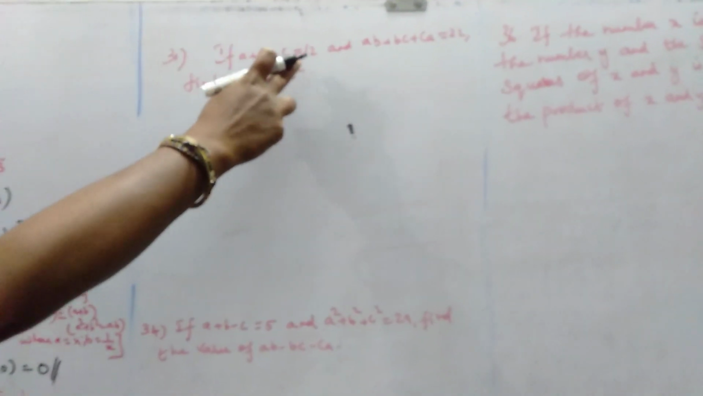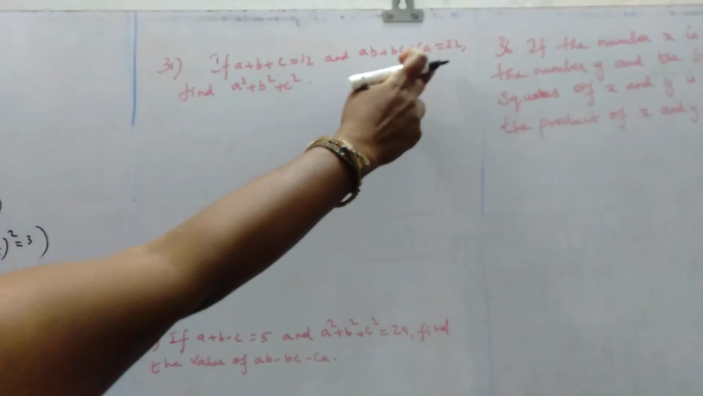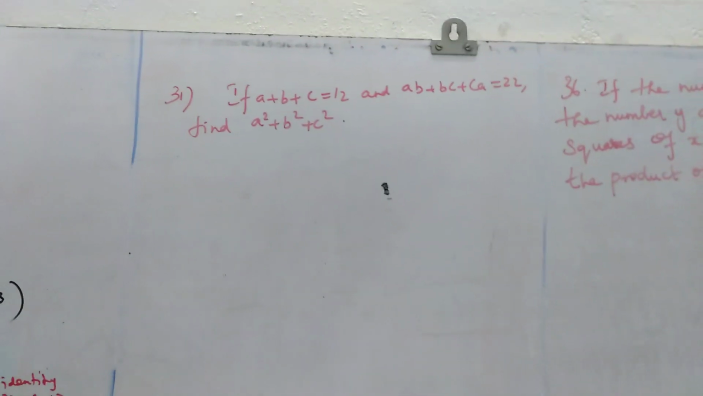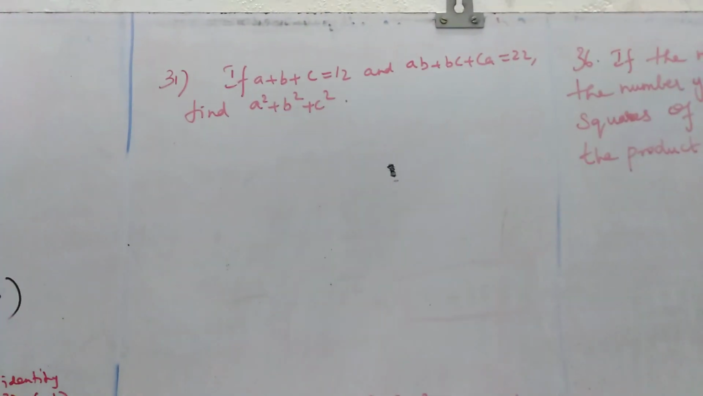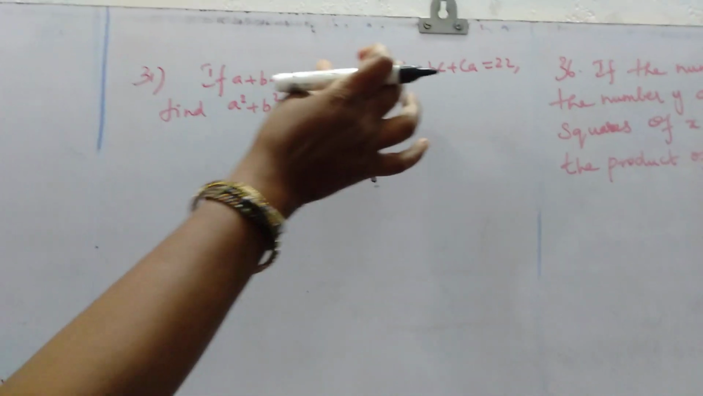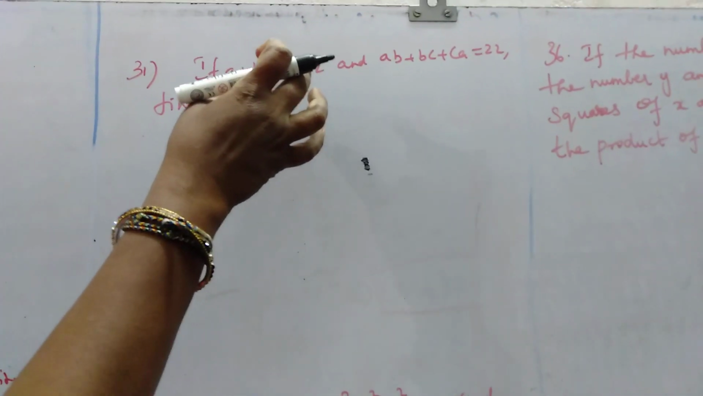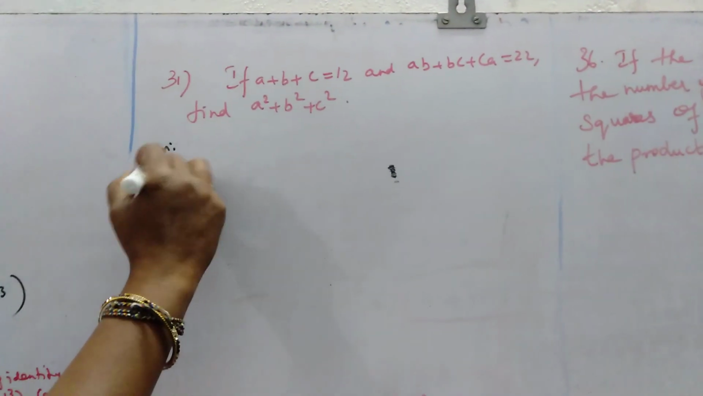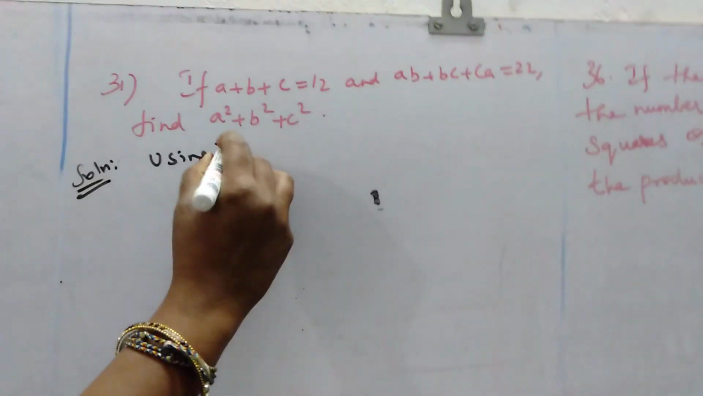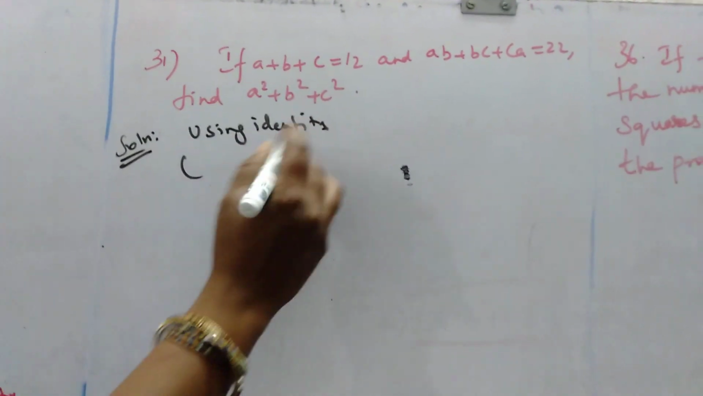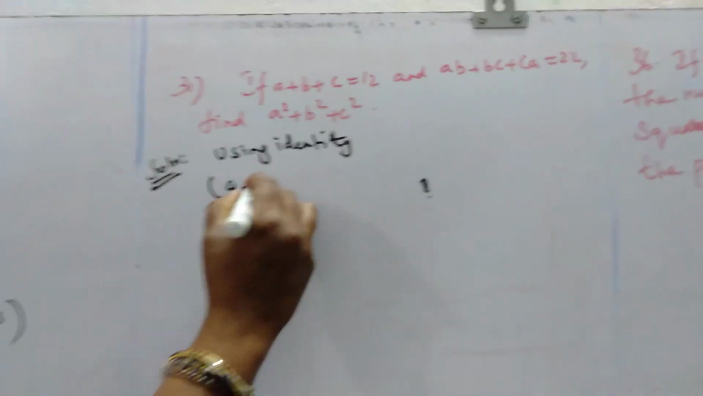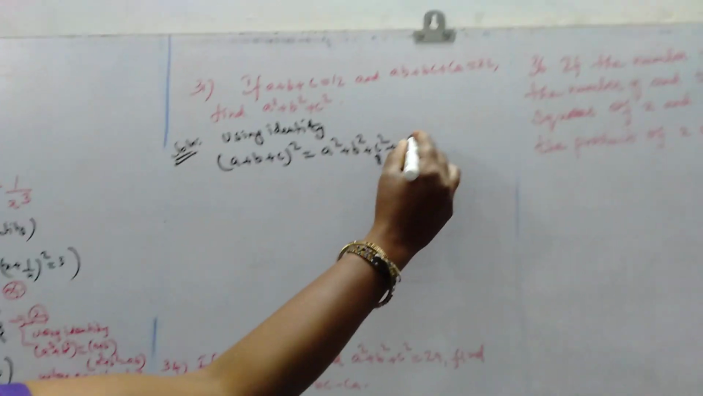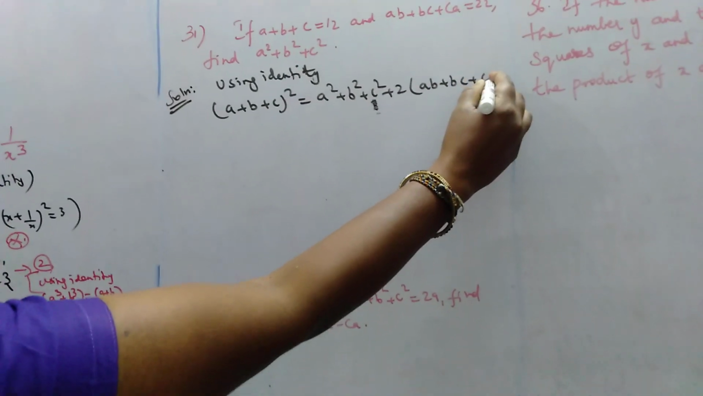If a plus b plus c equal to 12 and ab plus bc plus ca equal to 22, we have to find a square plus b square plus c square. Okay. So you are able to know which identity this is, because a plus b plus c and ab, bc, ca and a square, b square, c square, all this is related to one identity, which is what? A plus b plus c the whole square identity, which is what? A square plus b square plus c square plus 2 into ab plus bc plus ca.